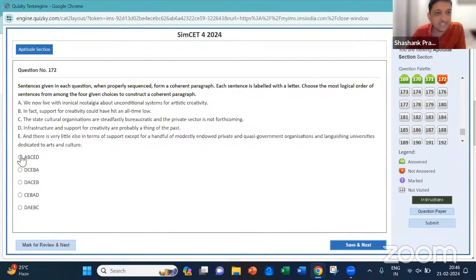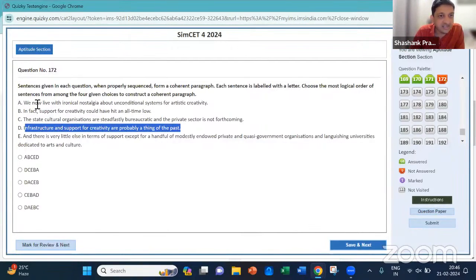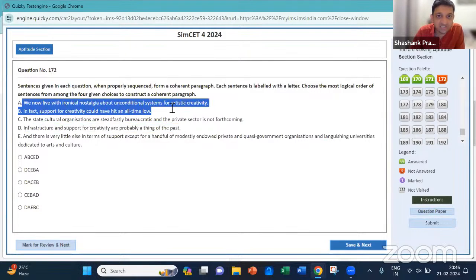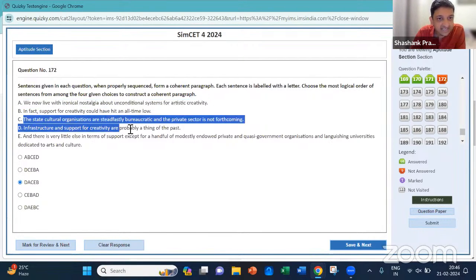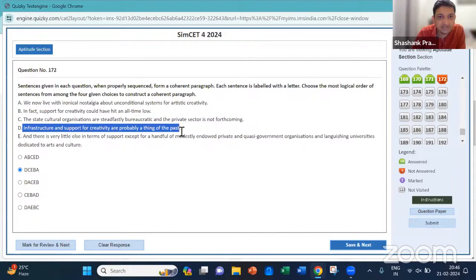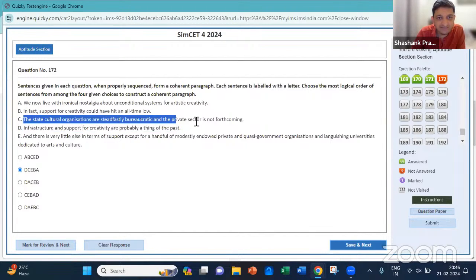So DA से शुरू करते हैं. Infrastructure and support for creativity are probably a thing of the past. Okay. D. We now live with ironical nostalgia about unconditional systems for artistic creativity. So D, A, C देखते हैं एक बार. The state cultural are steadfastly bureaucratic and private sector is not forthcoming. ठीक है. I like DC better than DA. ठीक है, let's look at this. यहाँ पे बोल रहे हैं कि think of the past. Why? Because steadfastly bureaucratic and private sector is not forthcoming is fine.